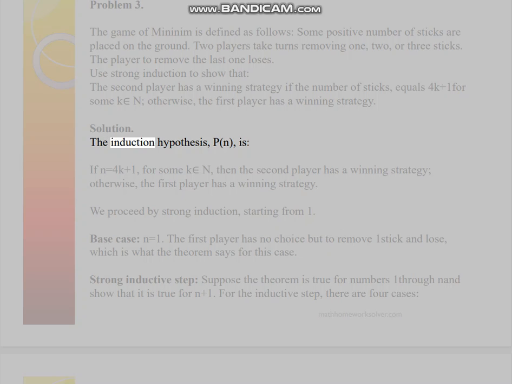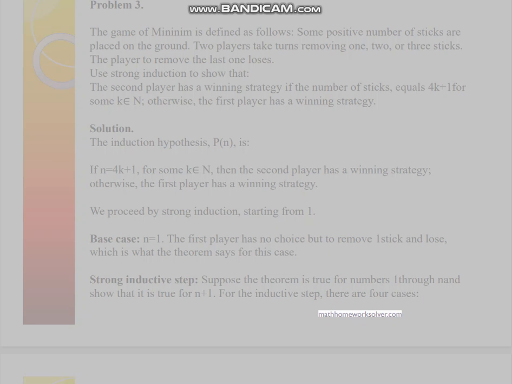Solution. The induction hypothesis, P(n), is: if n equals 4k plus 1 for some k ∈ ℕ, then the second player has a winning strategy, otherwise, the first player has a winning strategy. We proceed by strong induction, starting from 1. Base case, n equals 1. The first player has no choice but to remove 1 stick and lose, which is what the theorem says for this case. Strong inductive step. Suppose the theorem is true for numbers 1 through n, show that it is true for n plus 1. For the inductive step, there are 4 cases.